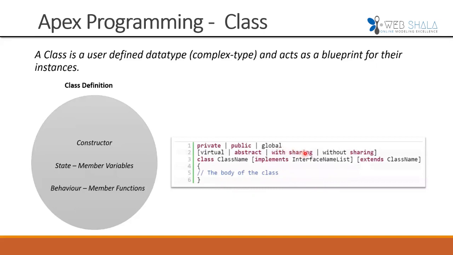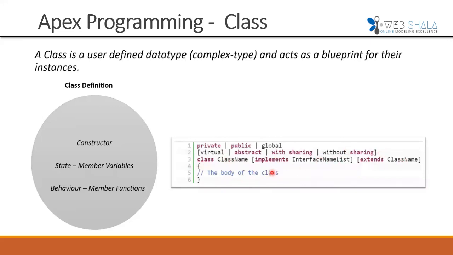With sharing means it is accessible with the current user's sharing rules, and without sharing means nothing but system mode. I'll explain all these things later. Class name: anything written next to the class keyword is called the class name. Implement some interface, extend a class.